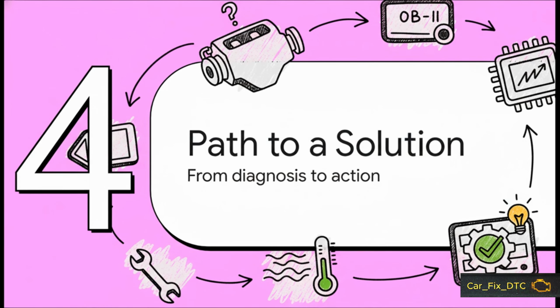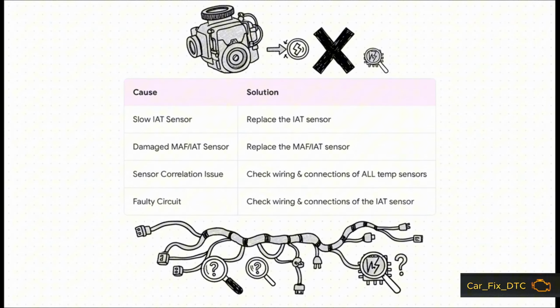All right, we've rounded up the usual suspects. Now for the part you've been waiting for, the action plan. Let's talk about how to actually solve this problem. This chart here really breaks it down for you. If the sensor itself is just slow or physically damaged, well, you're probably going to have to replace it. But for those wiring or circuit issues, your very first step is to just get in there and do a thorough check of all the connections and the wiring harnesses.